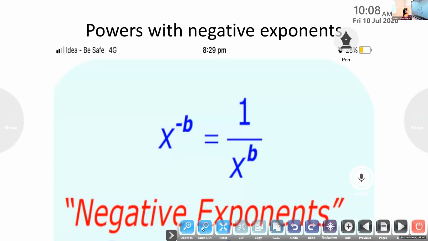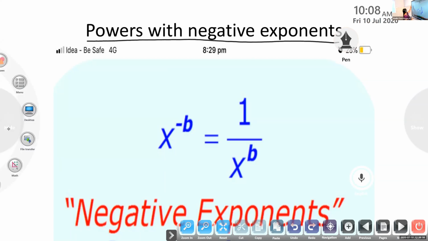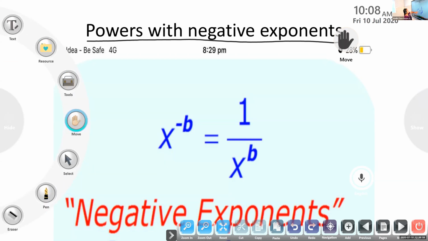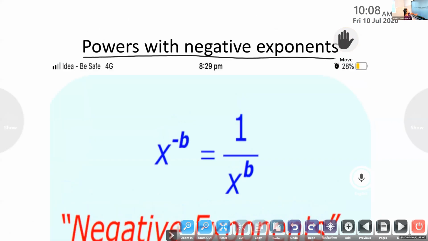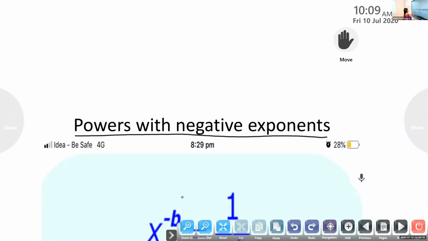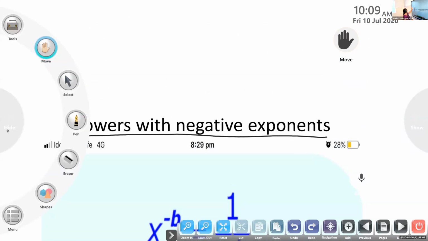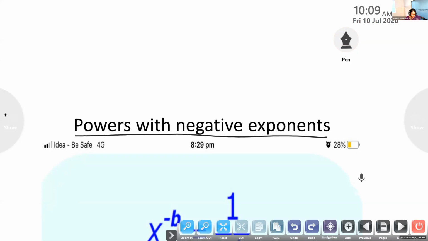It is enough. Okay. Now, the next heading is powers with a negative exponent. Write the heading: powers with a negative exponent.